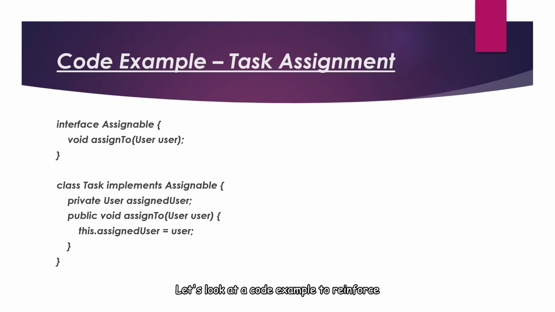Let's look at a code example to reinforce what we have discussed. Here we have an Assignable interface with a single method, assignedTo. Then we have a Task class implementing that interface. The Task class holds a private user and provides its own implementation of assignedTo. This design is elegant and scalable. Today, if we introduce a Bug, Event, or Reminder, all of them can implement the Assignable interface, each in their own way. This is how we build systems that are extensible without changing existing code.